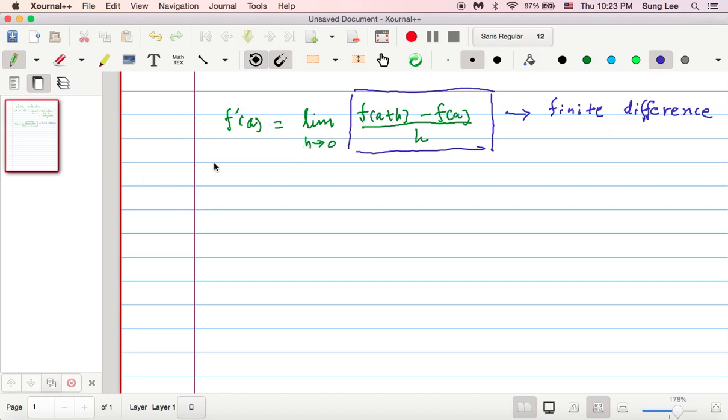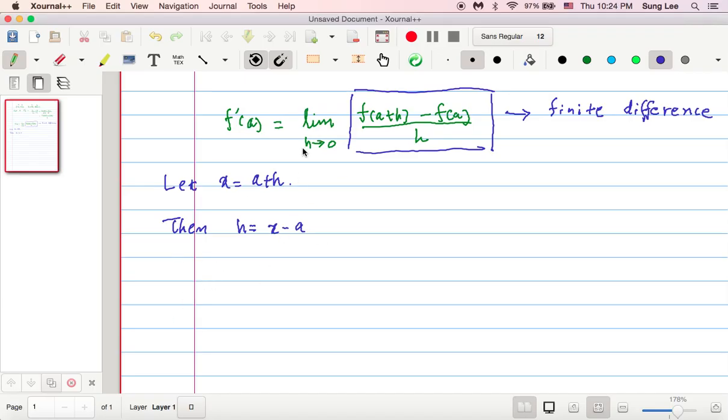So in this definition, let x be a plus h, okay, a plus h. So what I'm going to do is rewrite this definition in terms of this new variable x, all right? So we are not going to use h anymore. If you solve this equation for h, we get h equals x minus a, okay?